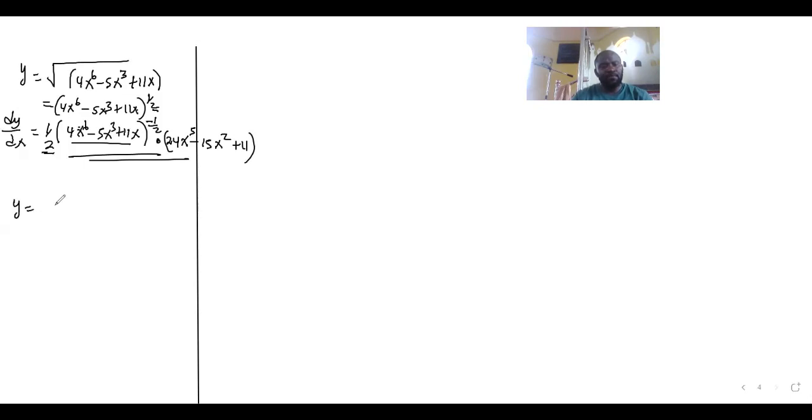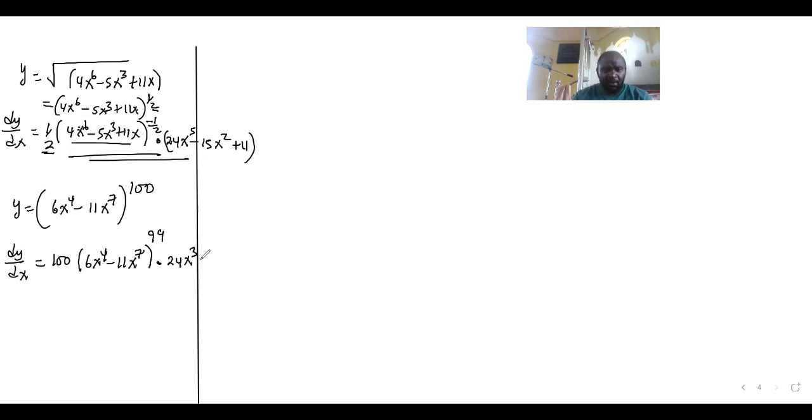Y is equal to 6x^4 minus 11x^7, all this raised to power 100. You can't expand that. So you use PTA and say dy/dx is going to be 100 times 6x^4 minus 11x^7 to the power 99, times the derivative of the term inside. You get 24x^3 minus 77x^6. And that is our answer. This is PTA, another definition that I've not talked about.